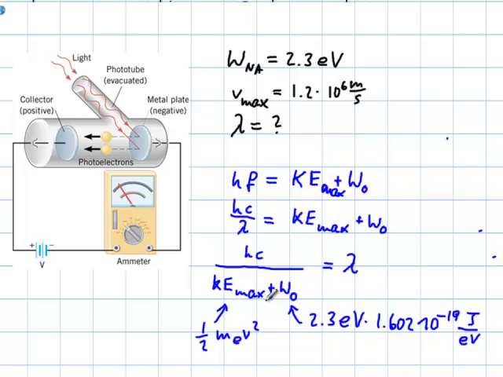And then everything is going to come out in joules. Oh, I take that back. This is joules, this is joules. I take that back. That one here is joules times meters, and therefore this one here will come out in meters. So lambda equals something in meters.